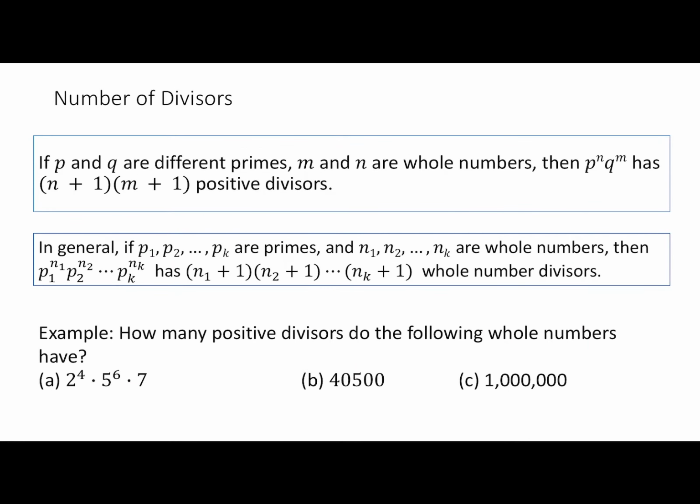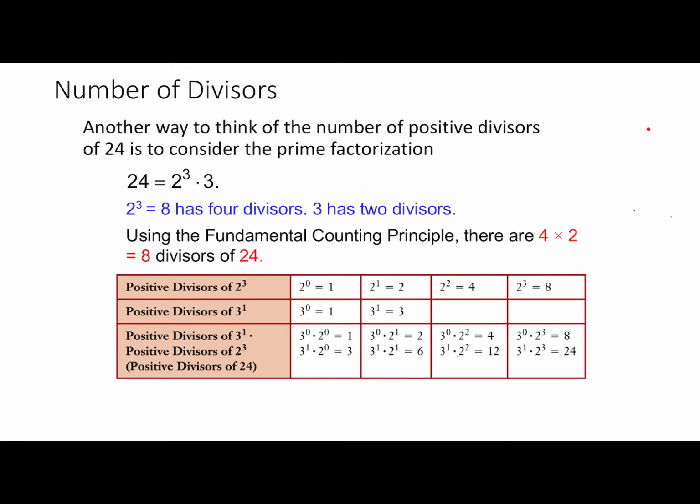Okay, so in general, if P and Q are different primes and M and N are whole numbers, then the product P to the N times Q to the M is going to have N plus 1 times M plus 1 positive divisors. So here my P was 2 and my Q was 3, and my powers were 3 and 1. And so I had 3 plus 1 times 1 plus 1 positive divisors.